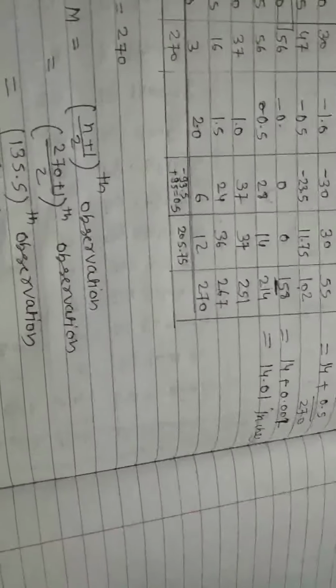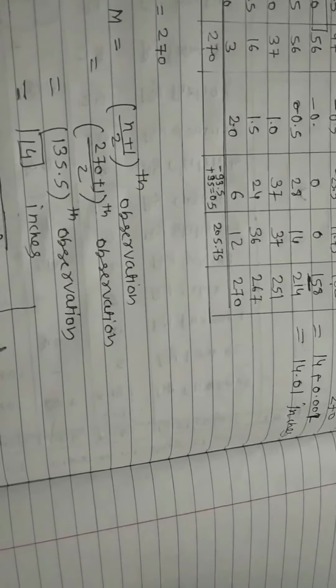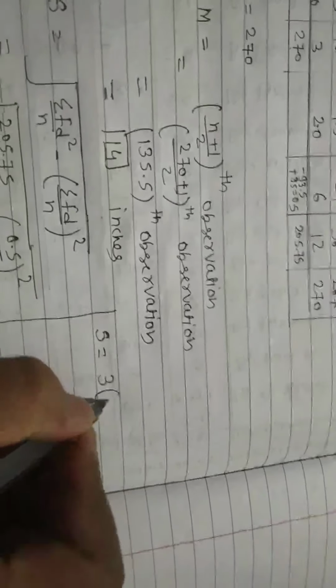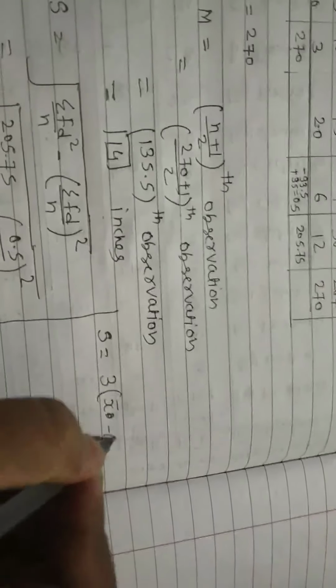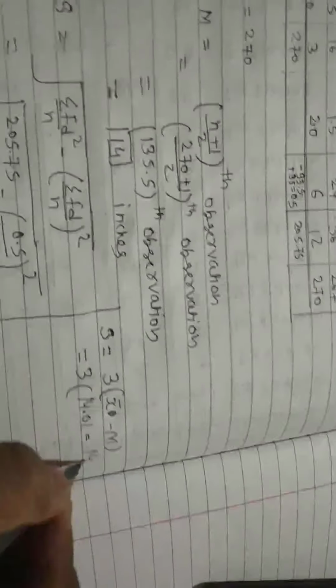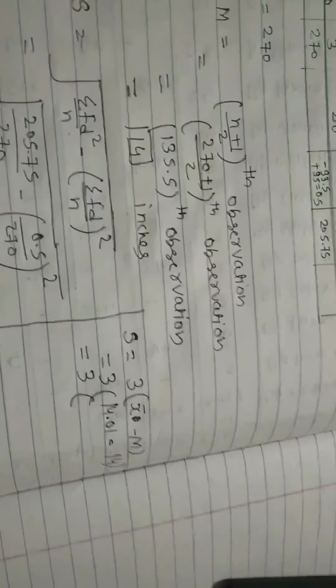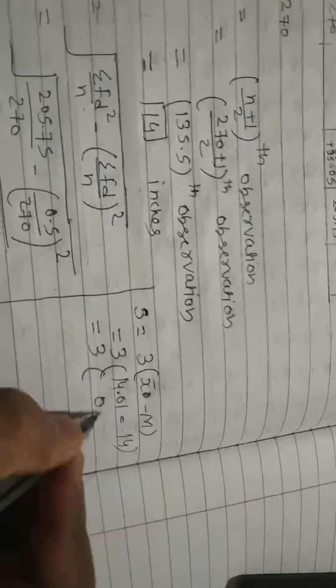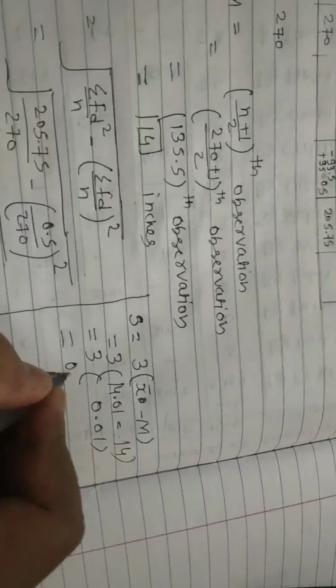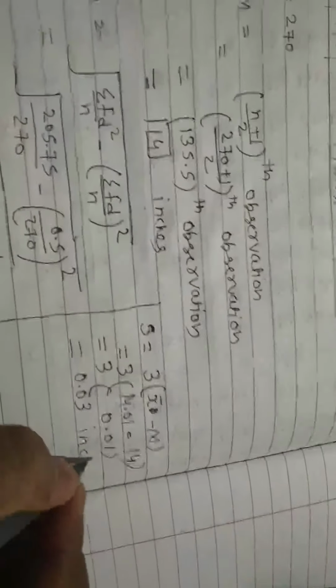Next, in this question we have to find only the coefficient of skewness, so there is no need to find Sk separately, we will find it as 3 times (x bar minus M). x bar is 14.01 minus M is 14, so the answer is 0.01. Multiply with 3, 0.03 inches is the answer of Sk.